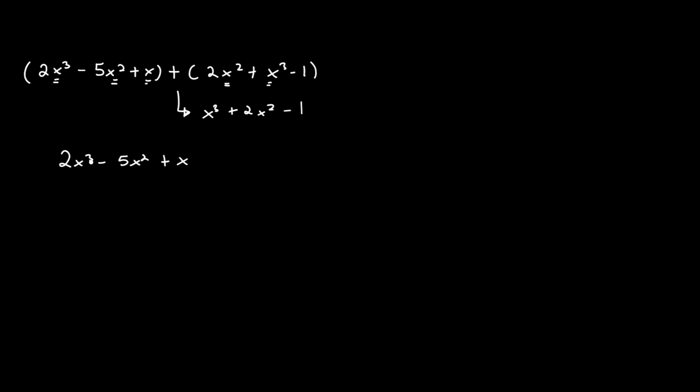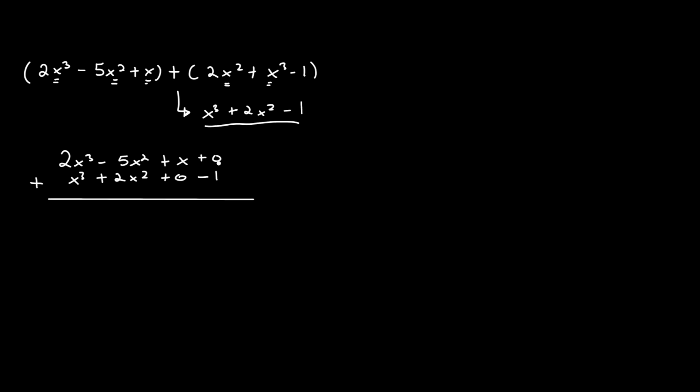Okay, so now let's take this term and align it here. I don't have a term with the variable to the first degree, so I'll simply write 0, and minus 1, and plus 0. I have no constants in this term. So now let's go ahead and add.